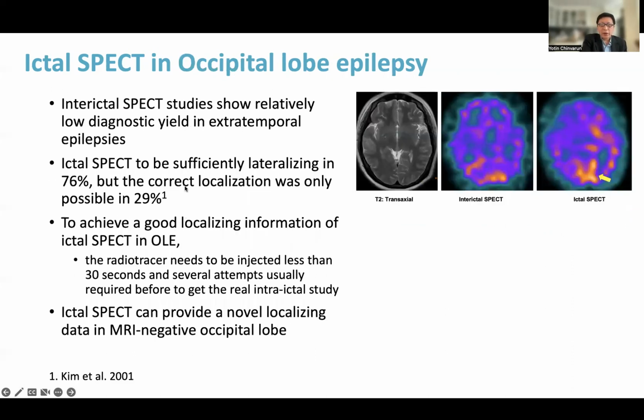Lastly, ictal SPECT in occipital epilepsy. Ictal SPECT studies show a relatively low diagnostic yield in extratemporal epilepsy, but it can be used as a lateralizing tool, with about 76% correct lateralization and localization possible in only about 29%. To achieve a good localization with ictal SPECT in occipital epilepsy, the tracer has to be injected within less than 30 seconds, and it can provide novel localizing data in MRI-negative occipital lobe epilepsy.